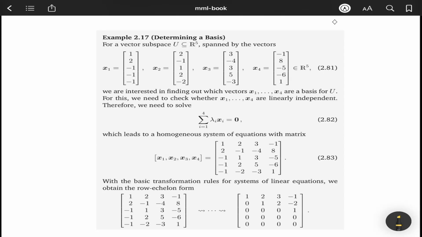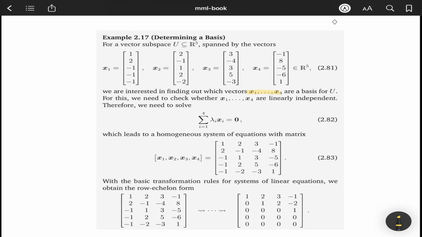Okay, here's an example. They start with a vector subspace U from R5 spanned by the vectors x1 to x4. Okay, you have 4 five-dimensional vectors. We are interested in finding out which vectors are a basis for U. For this, we need to check whether x1 to x4 are linearly independent. Therefore, we have to solve this equation, which will result in a null vector.